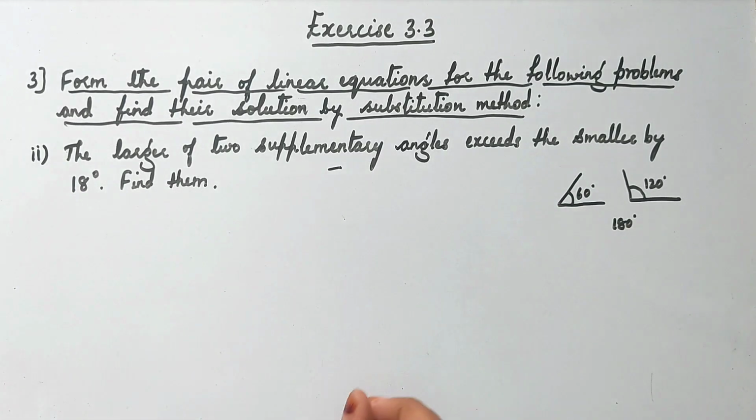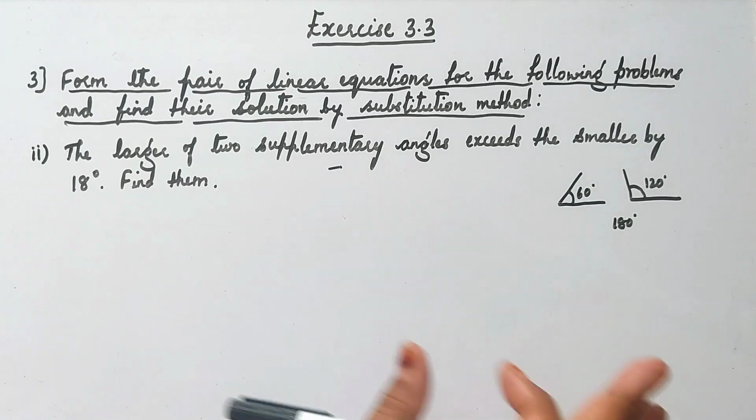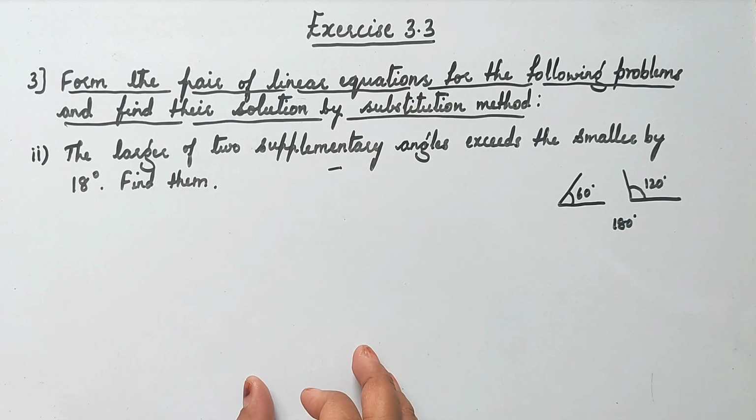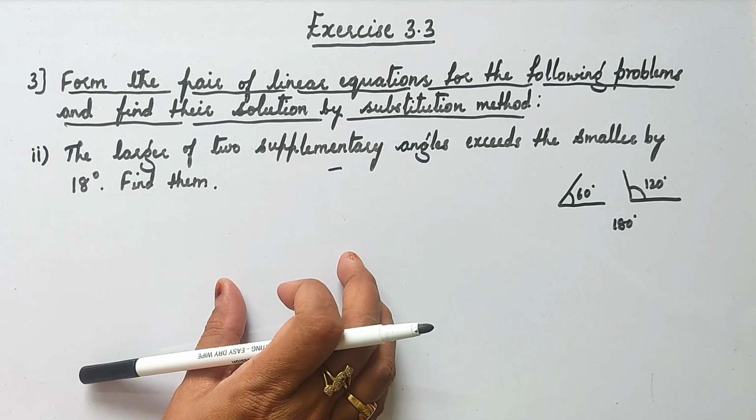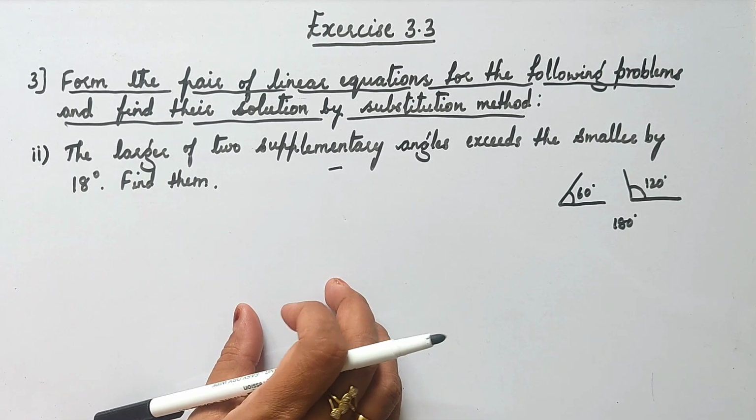Otherwise it is not a supplementary angle at all. If you get 179 point something, I still deny that it is a supplementary angle. If I say 181, of course not. It should be exactly equal to 180 degrees. Then only we say that two angles are supplementary. Otherwise, no.